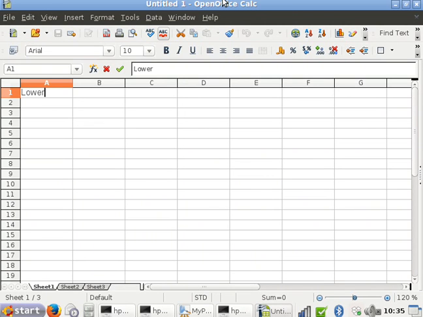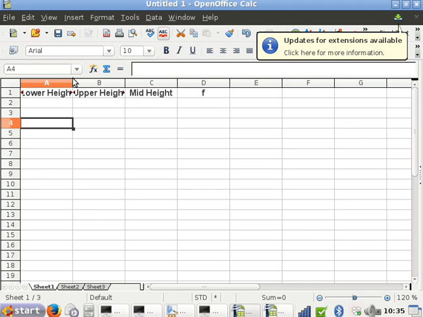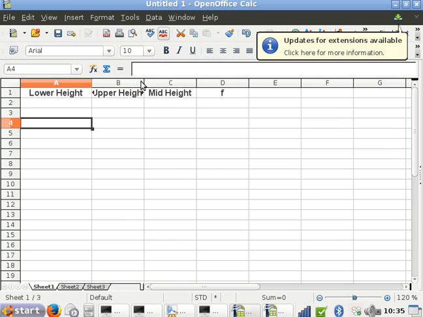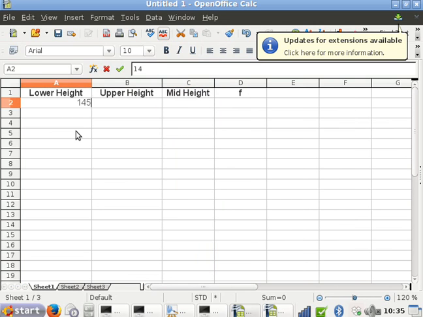Lower height, upper height, the mid point, the mid height, and then the frequency. Alright, let's throw all these numbers in.